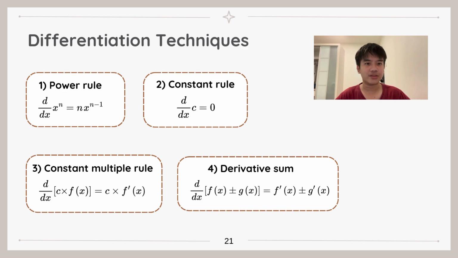The next one is the derivative sum rule. If a and b are differentiable functions, then the derivative of their sum is the sum of their derivatives. More common derivative techniques are the product rule, quotient rule, and chain rule. Actually, there are more differentiation techniques. This video covers ordinary differential equations.